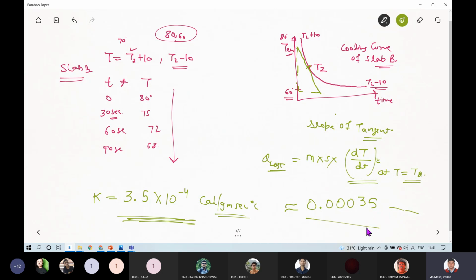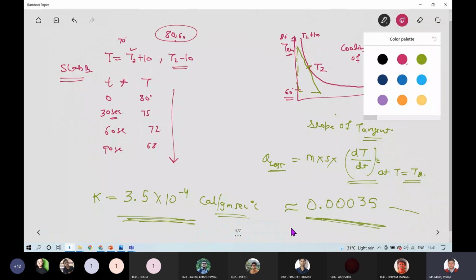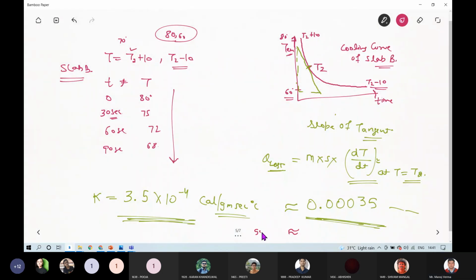So see, this is the value of conductivity of a bad conductor, while in the case of a good conductor, this value was approximately 0.921. So you can see from the values of thermal conductivities how these two different types of conductors have very different values of K. Okay. So I will again come back to my presentation.